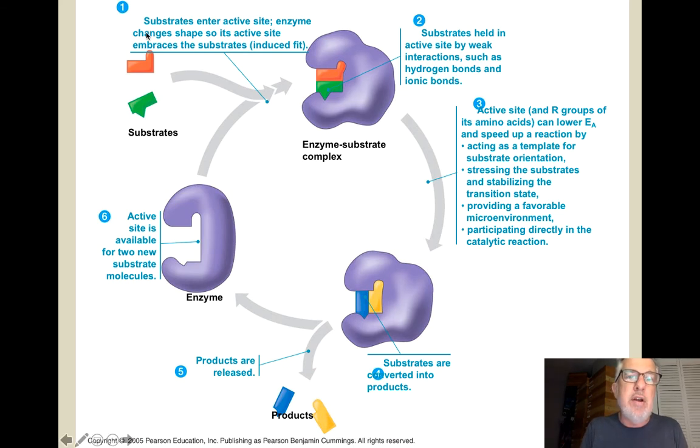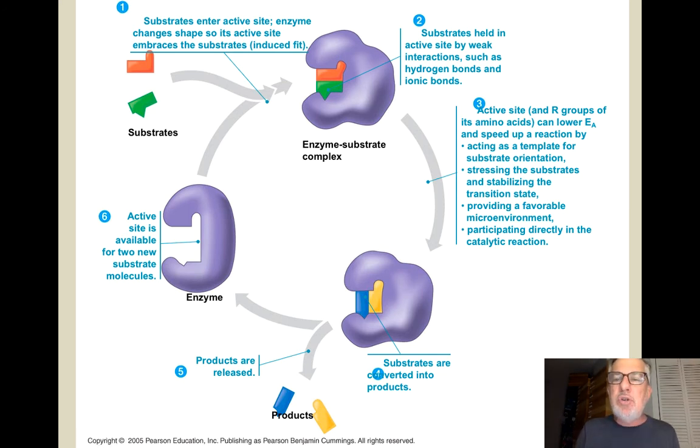You can see here is the enzyme. Here are the substrates. They fit into the active site, which is here. Then the enzyme causes these two substrates to turn into these two products. They're released, and the enzyme is free to do this all over again in this cycle of catalytic reaction.